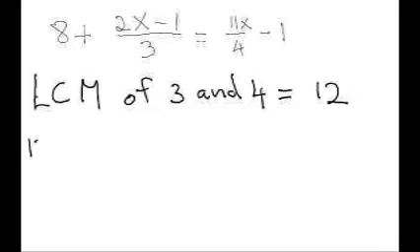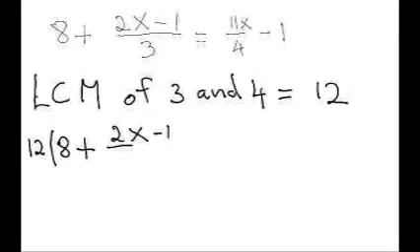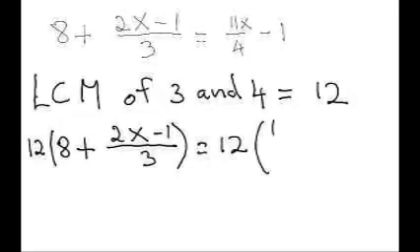I'm going to multiply through both sides of the equation by 12. So I'm going to write 12 times the quantity 8 plus 2x minus 1 divided by 3 equals 12 times the quantity 11x over 4 minus 1.